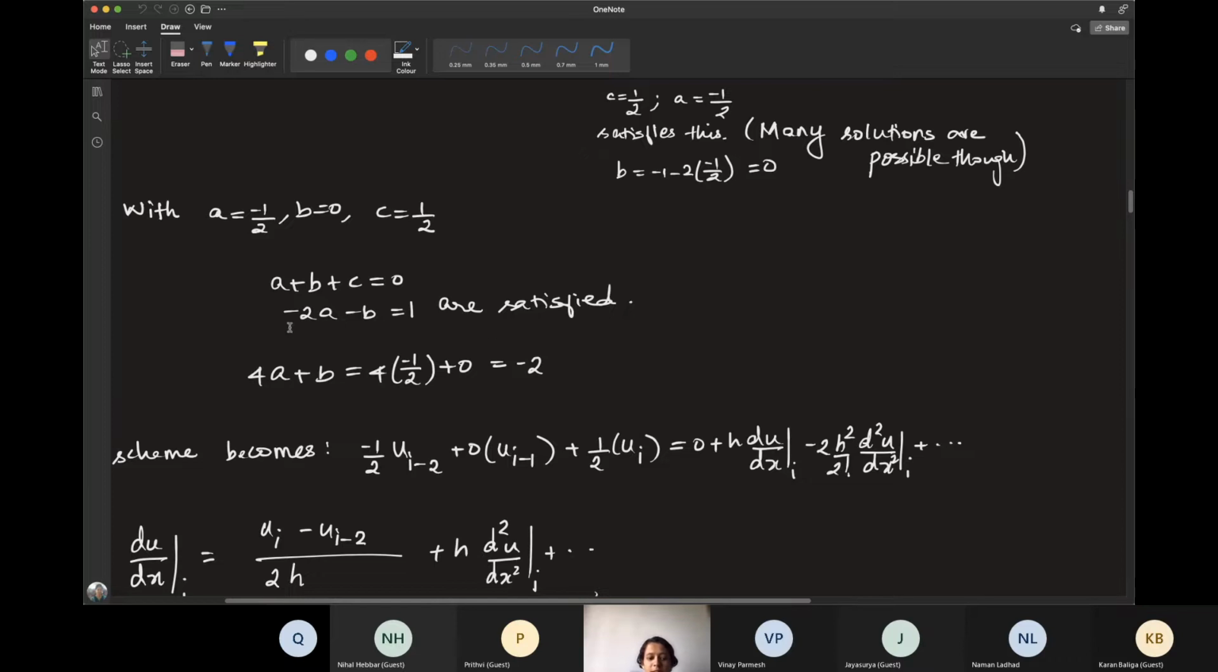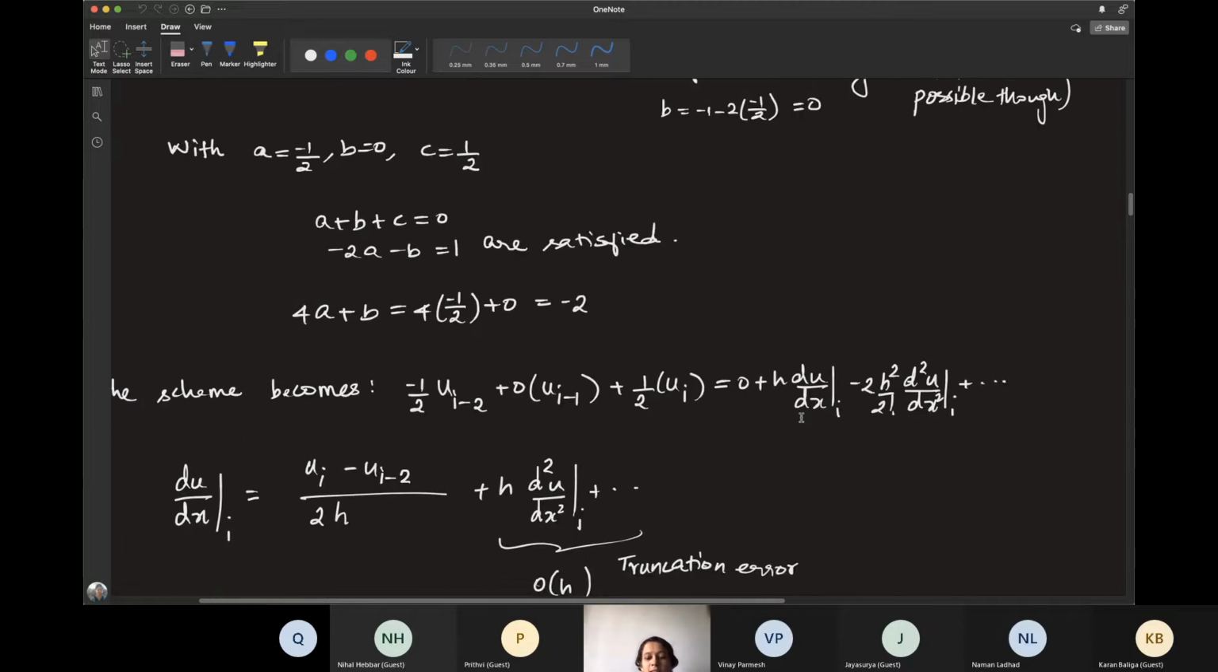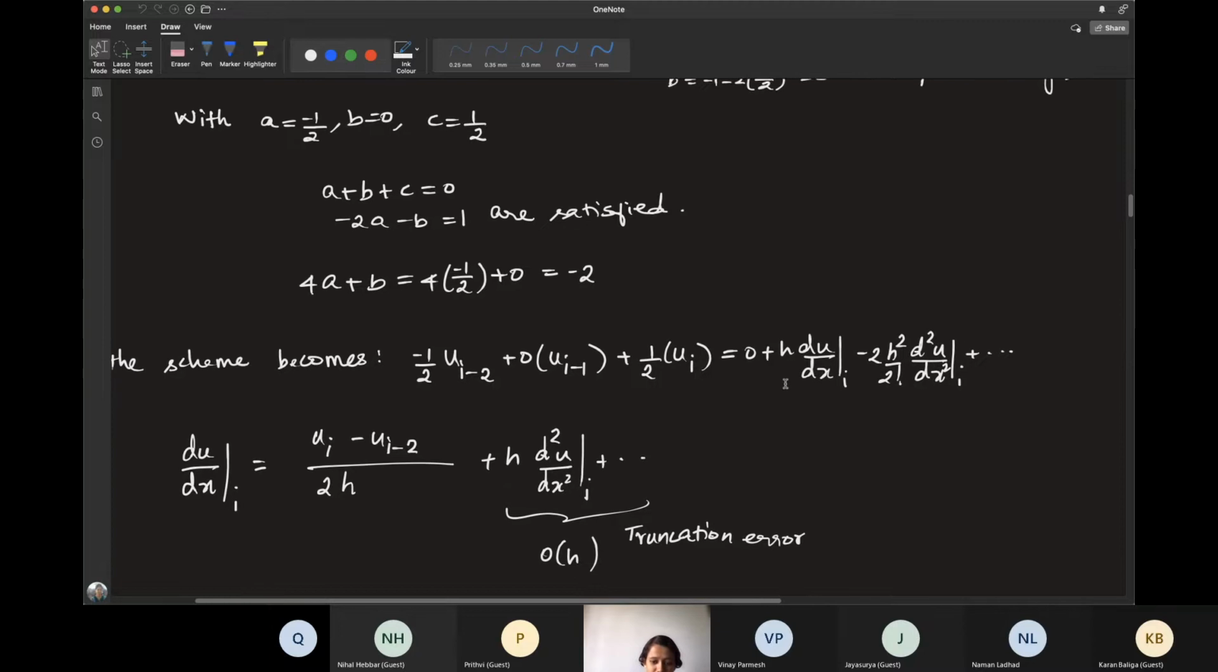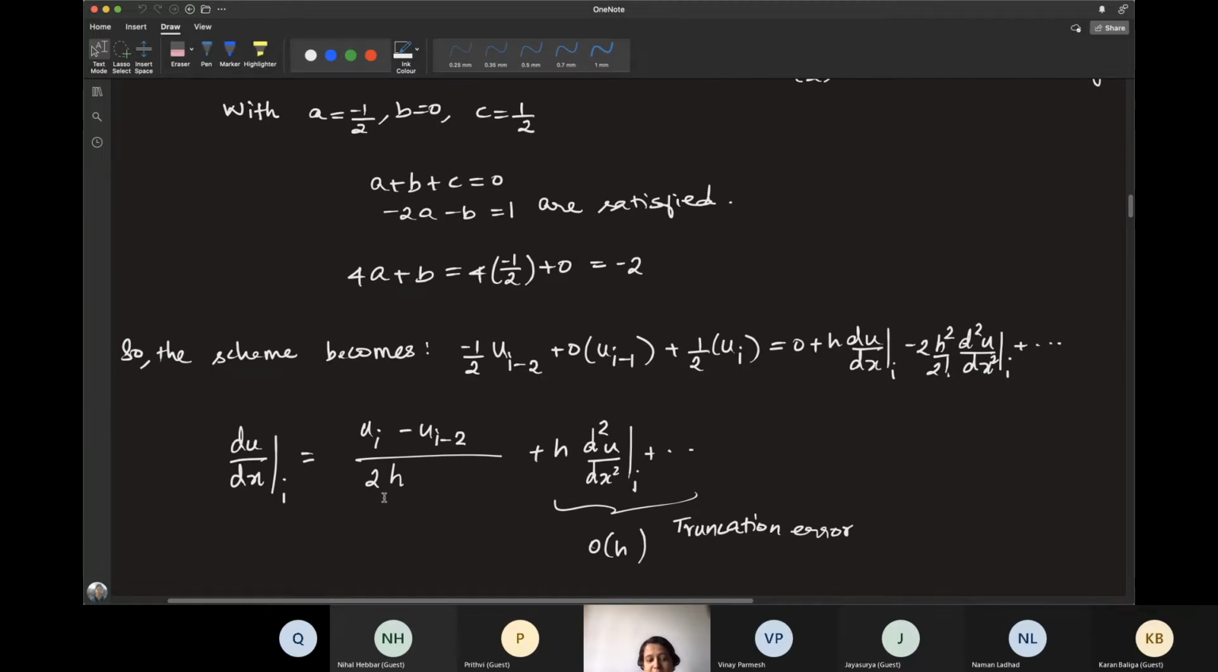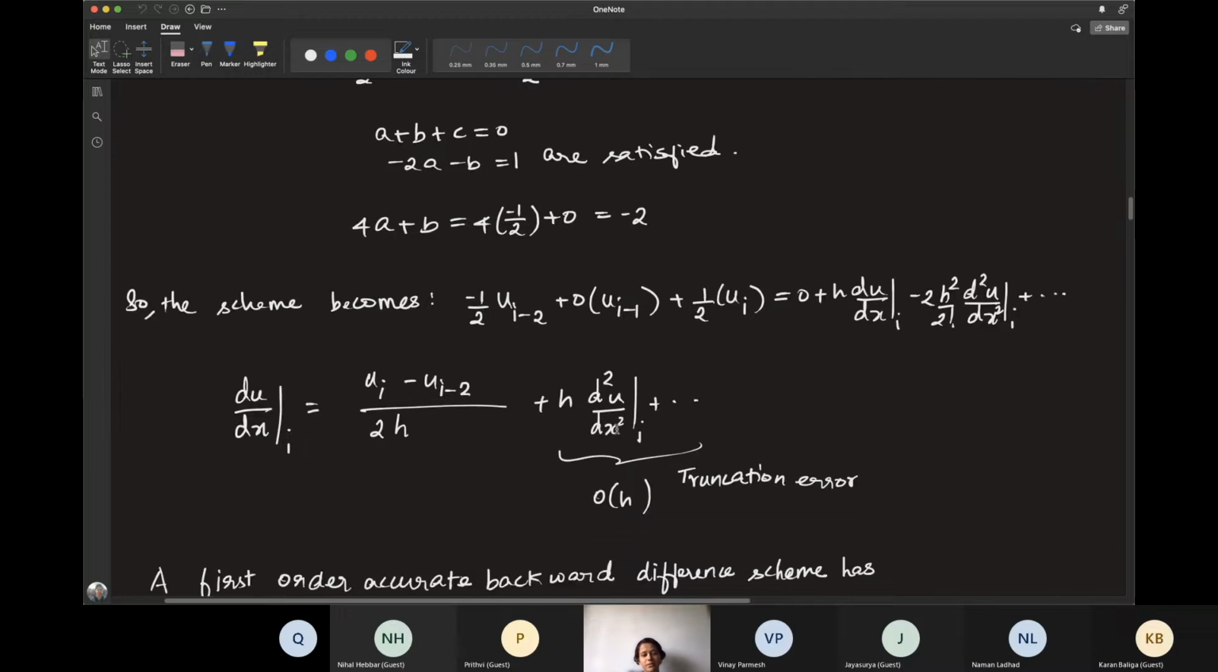And when you evaluate the other term, which is 4a plus b, that turns out to be minus 2. So I've put minus 2 into h squared by 2 factorial into d squared u by dx squared. Now from this you can obtain a scheme, which is something like this: du by dx equals u_i minus 2 by 2h, plus, I'm taking the rest to the other side, so you'll get something like this, and you divide it all by h. So from this expression you can obtain h du by dx, and when you divide by h you will get du by dx.